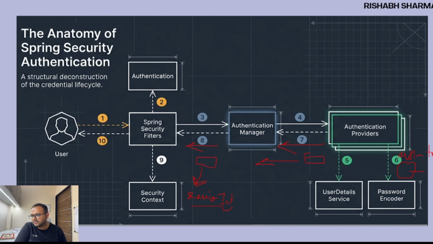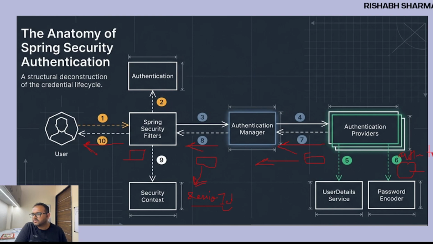Then once the data is stored, the response is sent back to the user, and hence this particular flow would work. So ultimately the success handler is getting executed, and whatever JWT or whatever scheme you have introduced is being sent to the user. Now this is the complete flow. I hope you understand it.